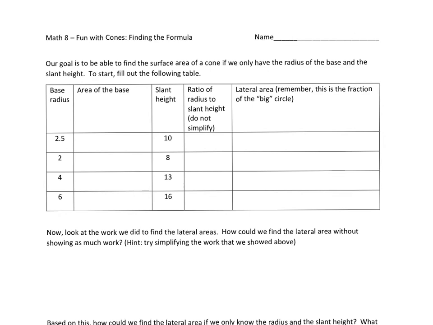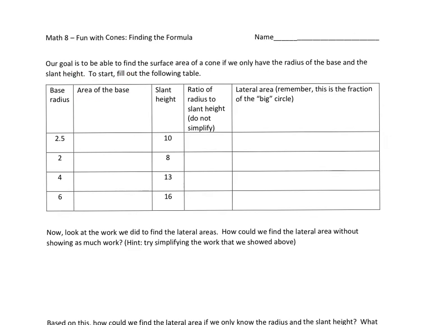Yesterday we talked about what you can find if you only have the radius of the base circle in that cone and the slant height of the cone. We discovered that we could find pretty much anything and everything that we actually need, so we're going to use that information to start today. I have given you the base radius in this column and the slant height in this column. The first thing I'm asking you to find is the area of the base. That should be pretty basic.